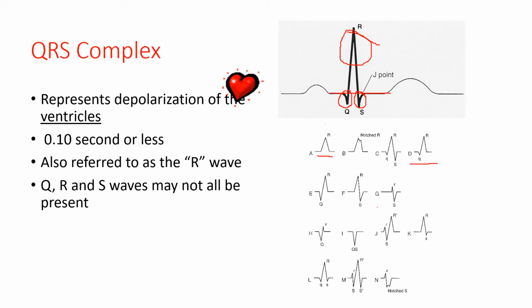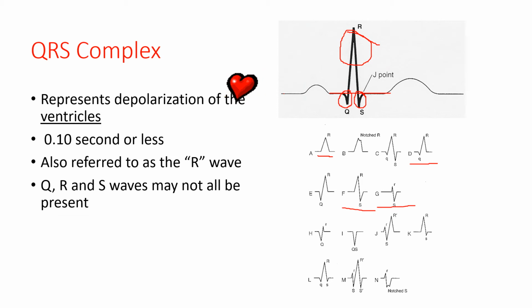In G, you have an R and an S as well as F. Again, you may have a deeper S in some of your leads compared to other leads, and it is just a different picture or view of the heart. So just remember that you may not always have all of those waves.